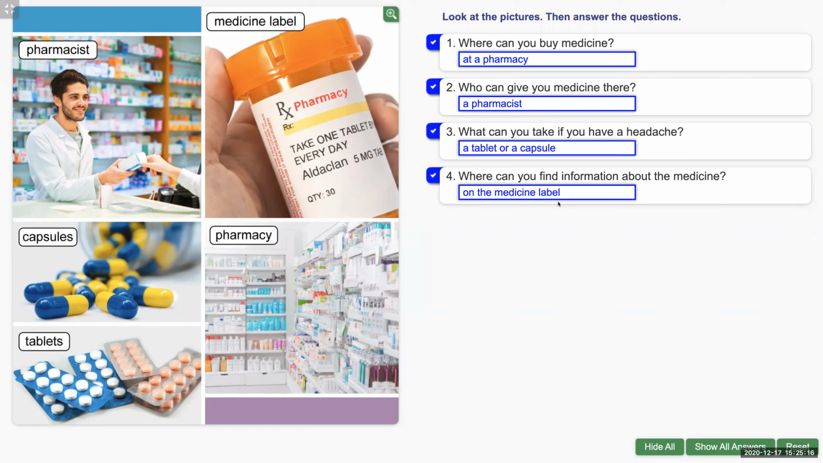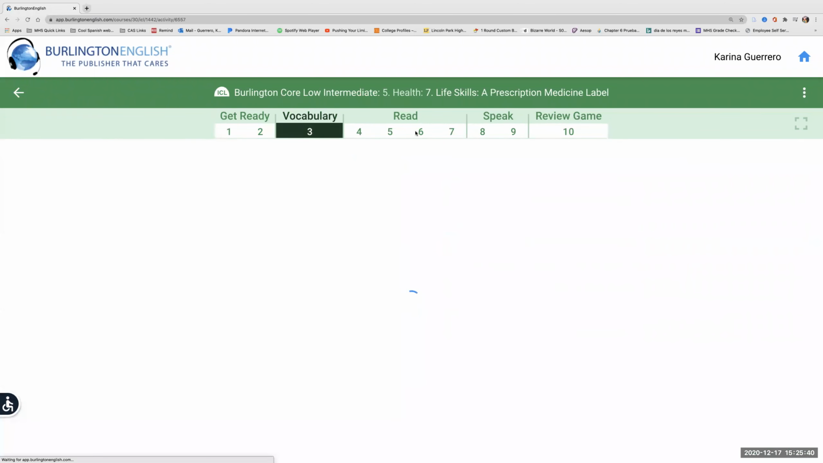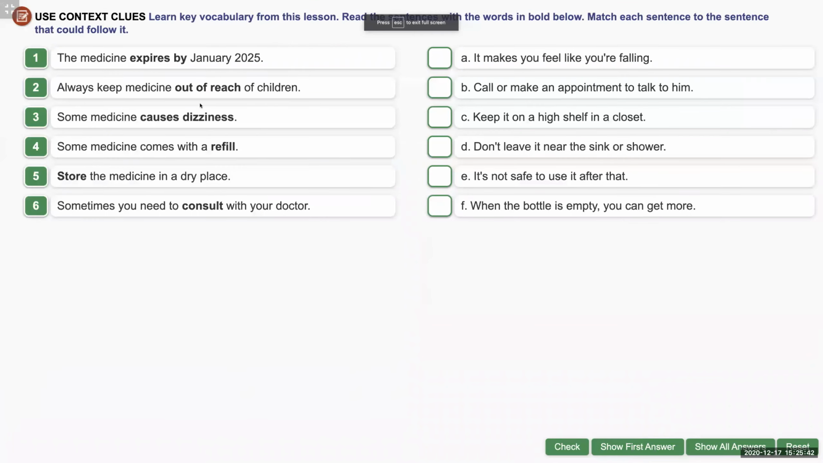On the medicine label. So if you want to pause, and then some of you might want to translate some of this information to your first language, you are more than welcome to do that. So pause, take a moment, and then when you're ready, play the video again. So what I'm going to do now, for those of you who are ready to move on, I'm going to vocabulary. So tonight's vocabulary activity is the following.